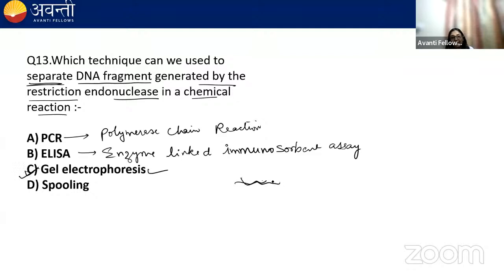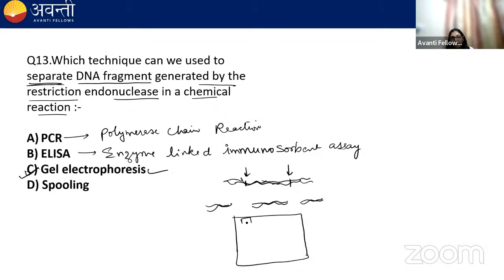For example, this is a DNA. And these are the two sites where the restriction endonuclease cuts. So three fragments are formed. Number one, this. Second one is this. And the third one is this. And this is your agarose gel, and these are the wells. So if I load this DNA, on the basis of their size you can separate the DNA. The one which is smaller in size will migrate faster in the gel. The ones which are larger in size won't be able to move faster, so they will move slowly in the gel.